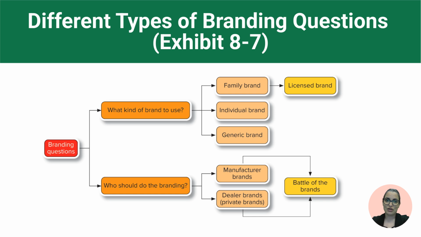The second question involves who should do the branding. Manufacturer brands are created by producers. Burger King, Campbell's Soup, and Band Deodorant are examples of manufacturer brands. On the other hand, many intermediaries create their own brands. Walmart sells Sam's Choice, and Priority Pet is used by Safeway. This puts the intermediary in direct competition with the brands that it also sells and leads to the battle of the brands. The competition between dealer brands and manufacturer brands is just a question of which brands will be more popular and who will be in control.